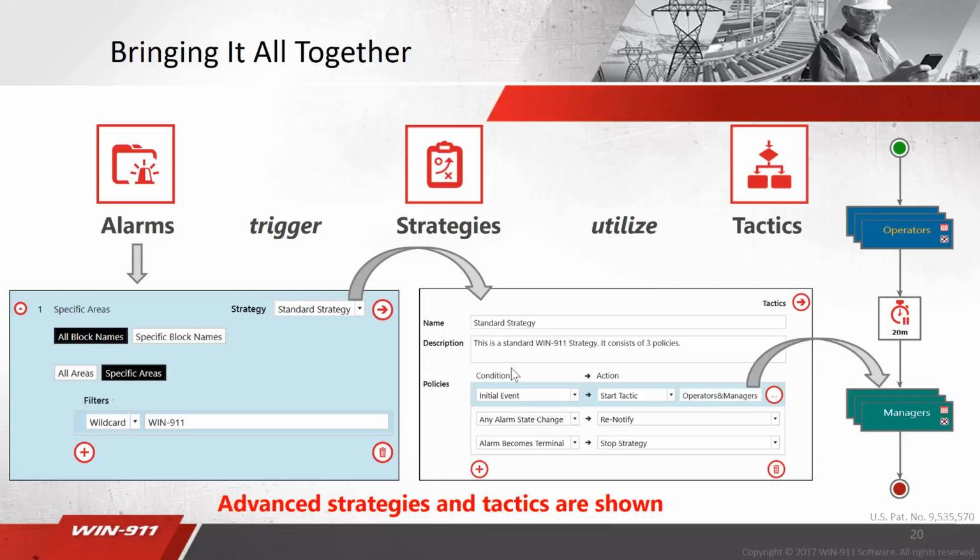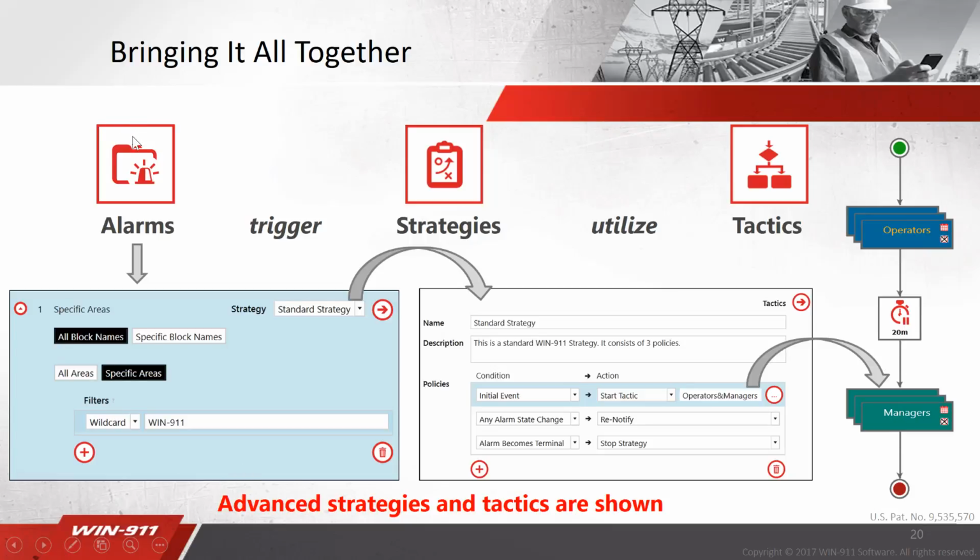Now, coming all together, I'll reiterate: this tag or alarm event goes through, the event is filtered through, and it's deciding which strategy, which policy to put in place for starting and stopping. That strategy is starting your tactic, and it's deciding when to start, stop, and re-notify. So this strategy starts off this operators and managers tactic, and in this tactic, it starts at the green bubble, and we're going to notify the operators. We're going to wait 20 minutes, and we're going to contact the managers.